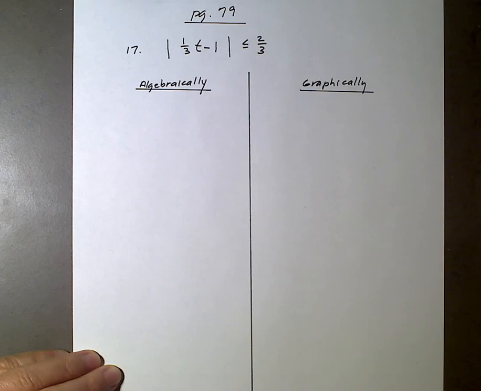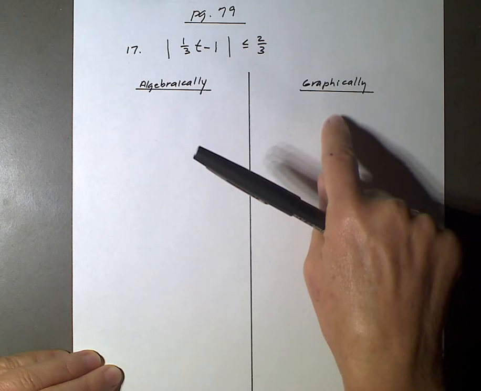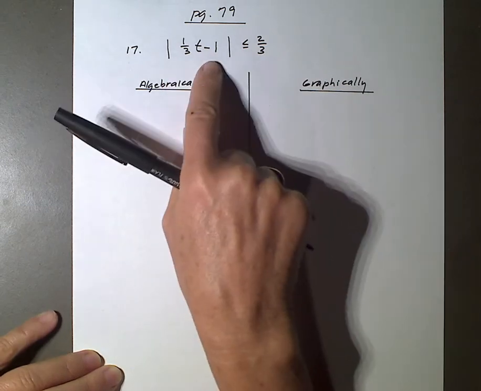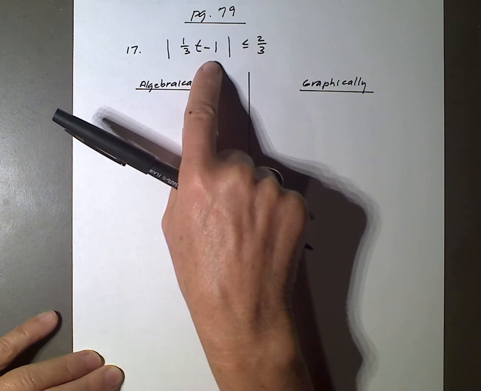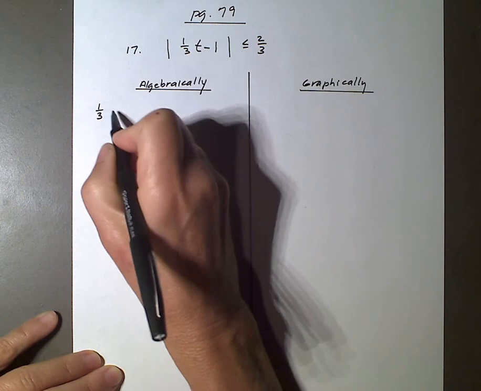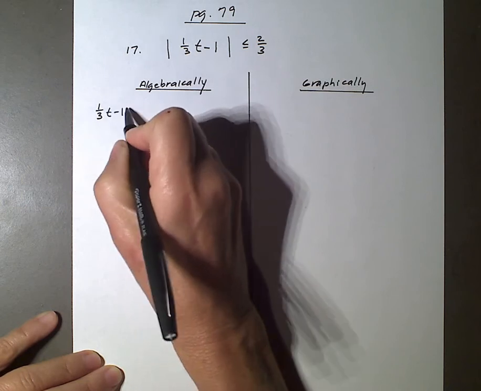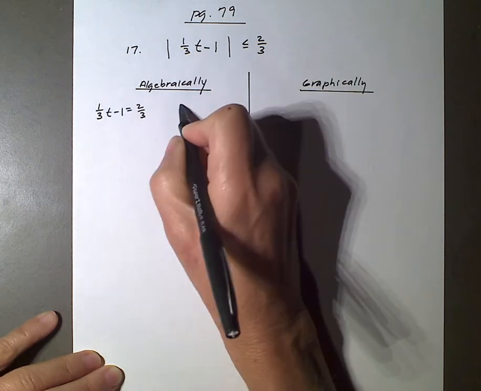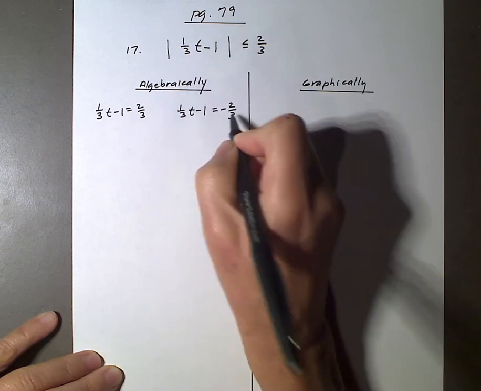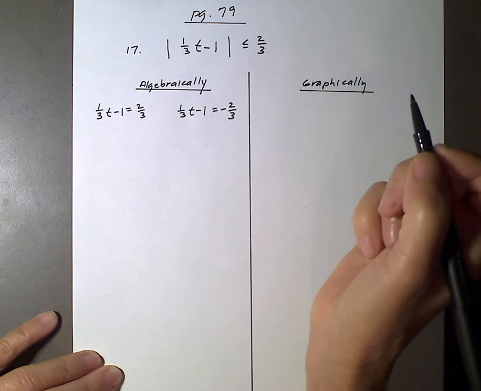This is problem number 17 on page 79, and I'm going to show how to do this one using both methods, the algebraic method and the graphic method. So first of all, algebraically, when we solve that way, we've already got the absolute value isolated, so I'm just going to take out the expression and set it equal to positive and negative 2/3 so that I can find the critical points, so that I can plot the critical points and test intervals.